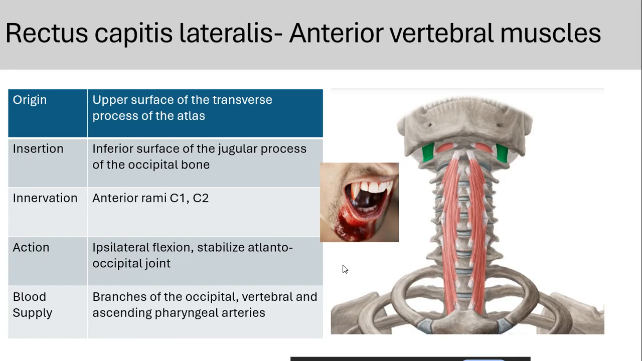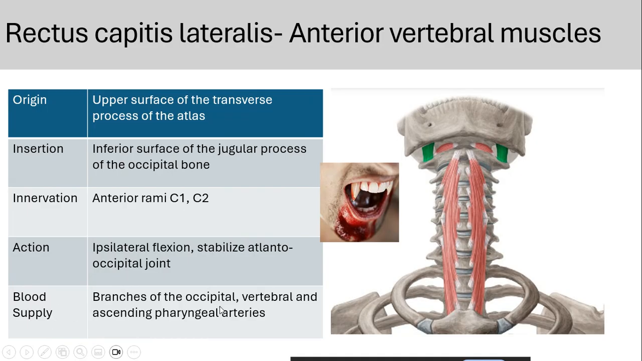Rectus capitis lateralis. This is an anterior vertebral muscle of the neck. As you can see, they look kind of vampire-like. The green parts right here look vampire-y. Origin is the upper surface of the transverse process of the atlas, insertion is the inferior surface of the jugular process of the occipital bone. Innervation, anterior rami C1, C2. Action is ipsilateral flexion, and it stabilizes the atlanto-occipital joint.